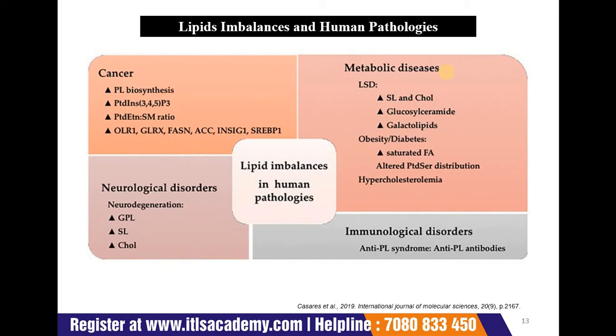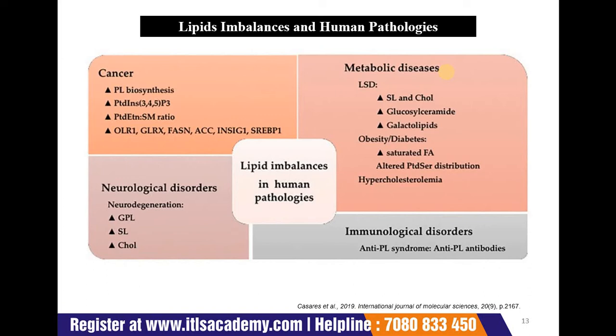Another is neurological disorders. In Alzheimer's and such kinds of neurological disorders, it was found that the levels of glycophospholipid, sphingomyelin and cholesterol are increased. If you can see here, this arrow represents an increase in level, and a lipid imbalance happens in certain kinds of disorders.